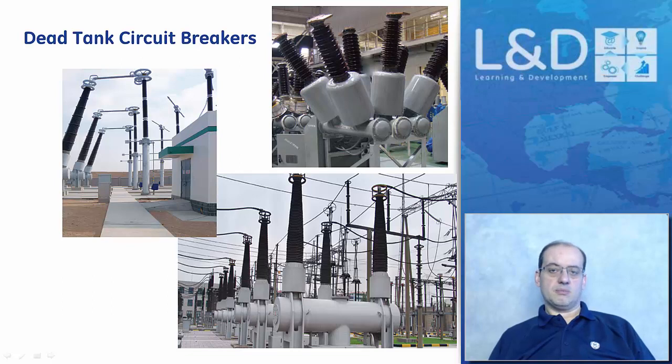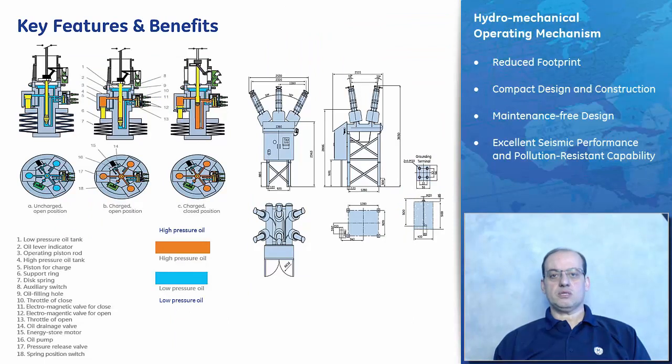The circuit breakers improve product reliability, reduce the cost of a circuit breaker, minimize the maintenance requirement of a circuit breaker, and increase the count of times a circuit breaker can be operated. So all of these criteria would assist us in picking the proper circuit breaker for our utility. If we want to understand a circuit breaker's key features and benefits, this is an example, a GE circuit breaker. And in this case, this is a dead tank circuit breaker.